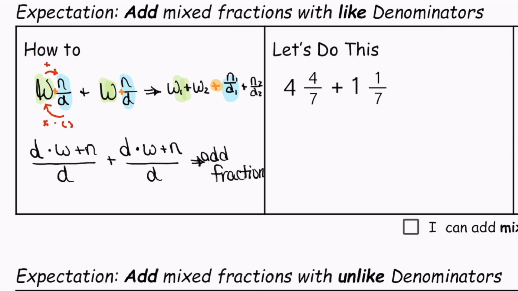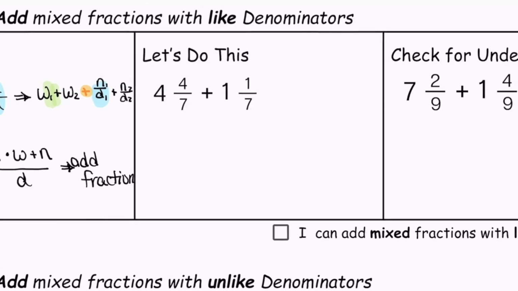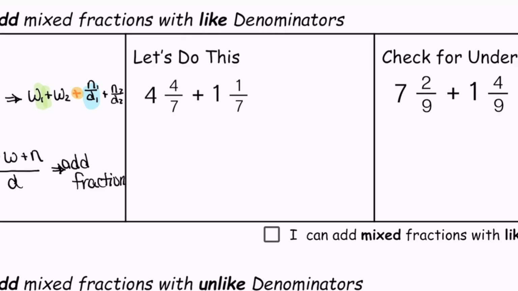That may seem like a bit much, but let's practice that. Let's do this one together. We got this. So the first thing that we're going to do is do it the first way, where we're going to add the whole numbers together and then add the proper fractions together. So let's identify those. Here we have a whole number of 4. Here we have a whole number of 1. We know that we're just going to add those together, 4 plus 1.